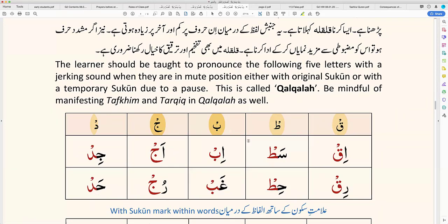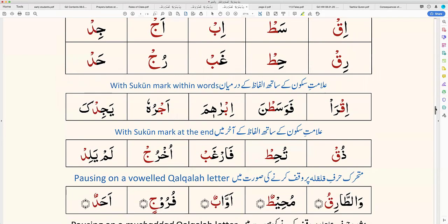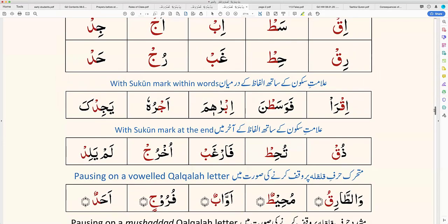These 5 letters are known as qalqala letters. If ever they carry a sukoon, there will be some sort of jerking sound when you join them. Now, the way that the sound is made varies depending on where in the word that particular sakin qalqala letter occurs. If the letter occurs with a sukoon within a word, it's pronounced slightly differently to how it is elsewhere. If I may have a student on the mic so that we could go through this exercise.